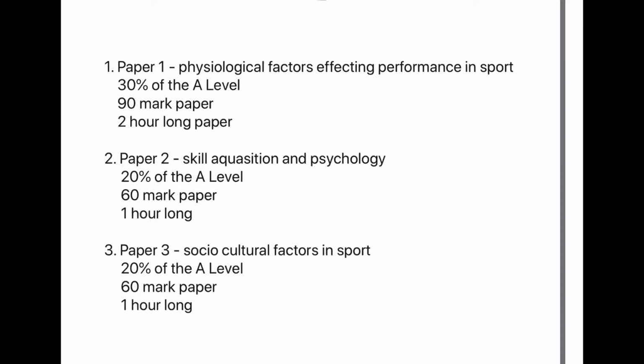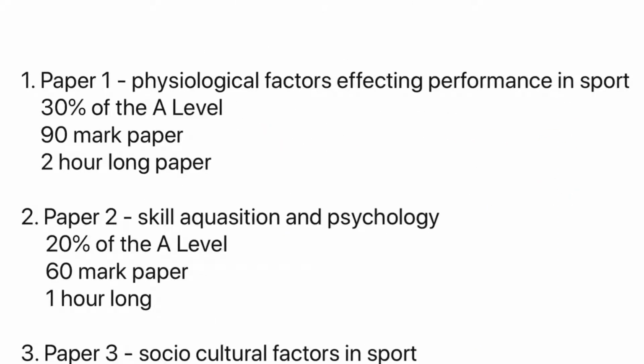Paper 1 is the physiological factors affecting performance in sport. This is a 2-hour-long paper worth 90 marks and it's also worth 30% of your overall A level. So in this paper, we look at physiology, such as the role of a motor unit and ergogenic aids and whether they benefit performance or not.